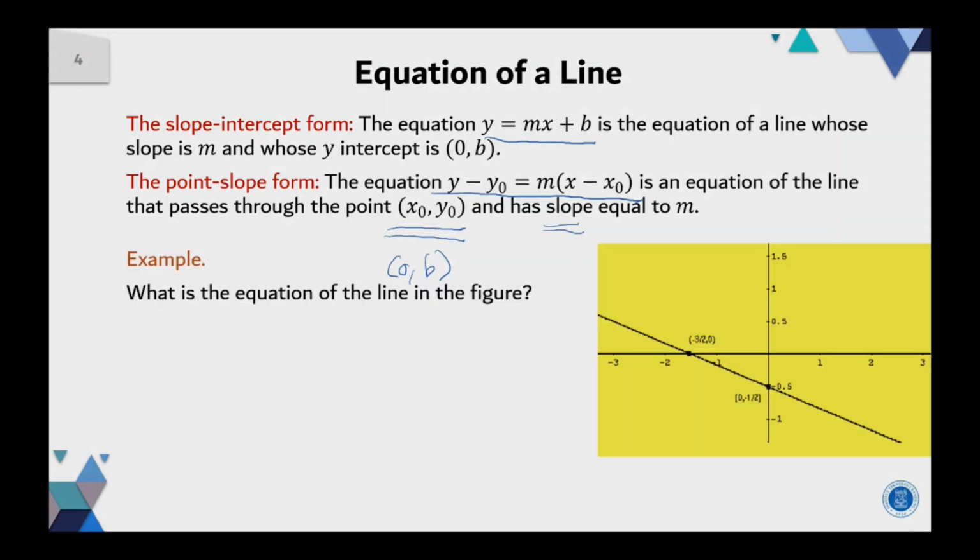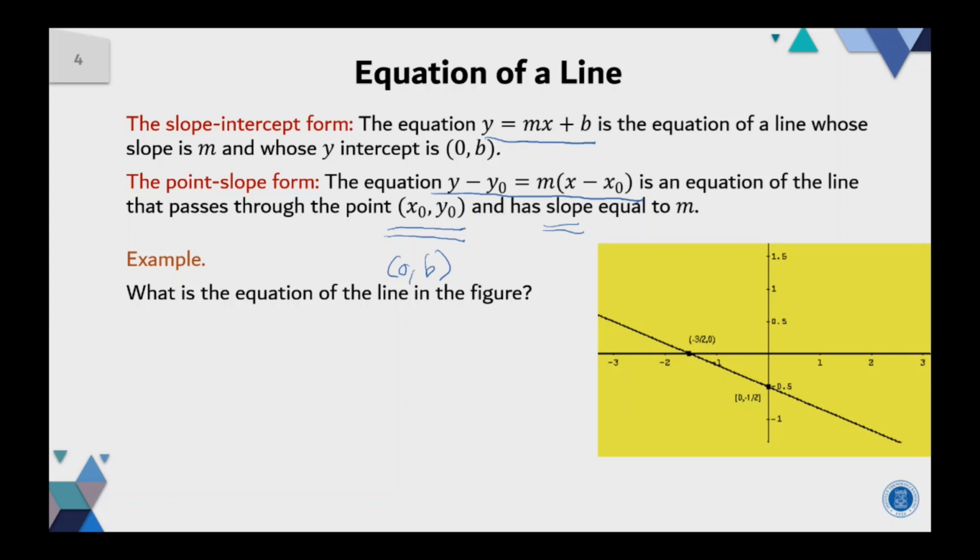Okay, let's see one example. What is the equation of the line in this figure here? Okay, we have the y-intercept here, which is (0, minus half). Yeah, the intercept is (0, minus half), and then we can use the slope intercept form.